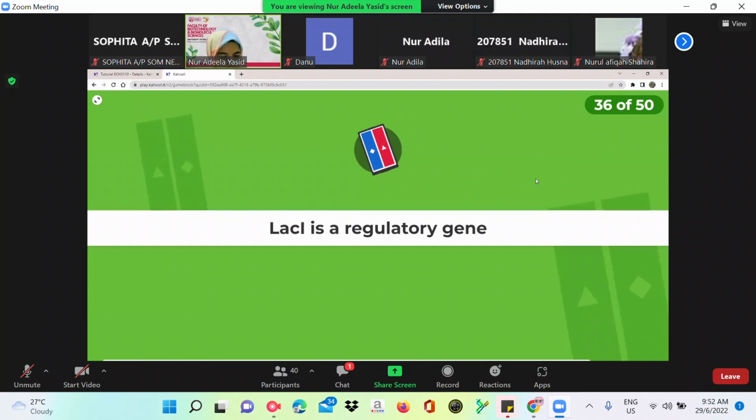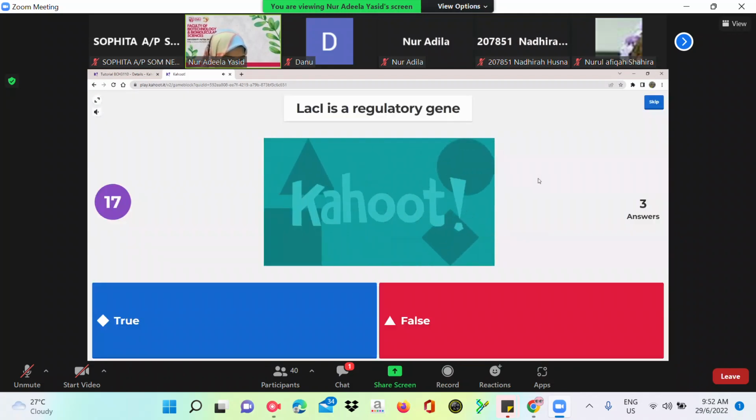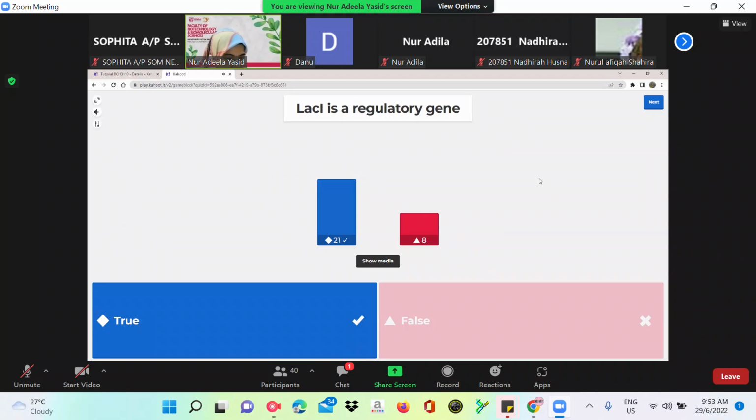True or false? Okay, the answer is true. Lac I is a regulatory gene. So what is the keyword here? Regulatory.